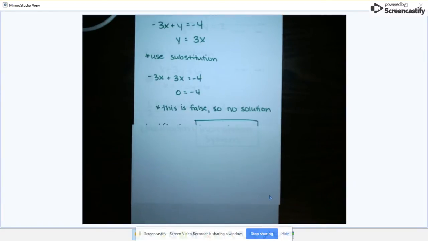Well, when we don't have any solutions, we can classify it as an inconsistent system because that means our lines are parallel to one another.